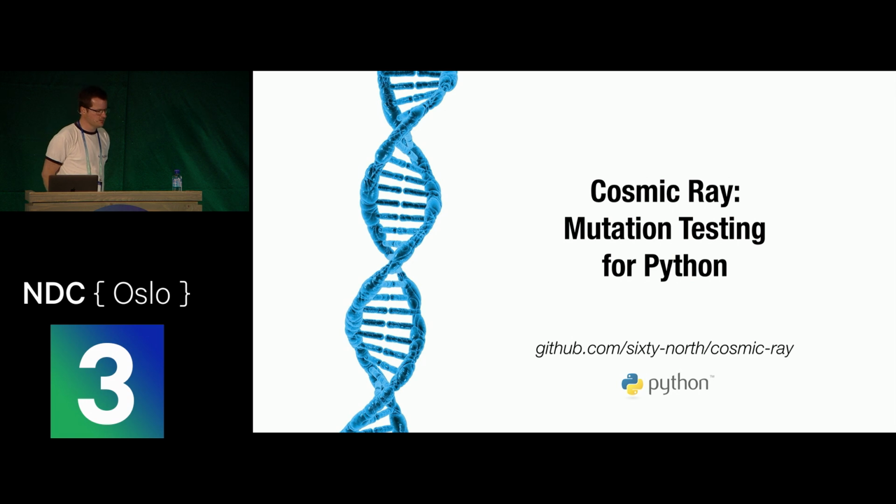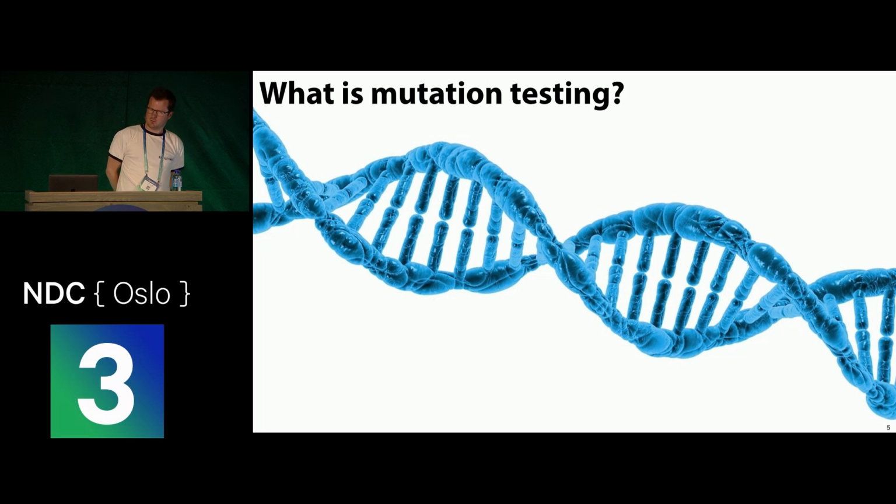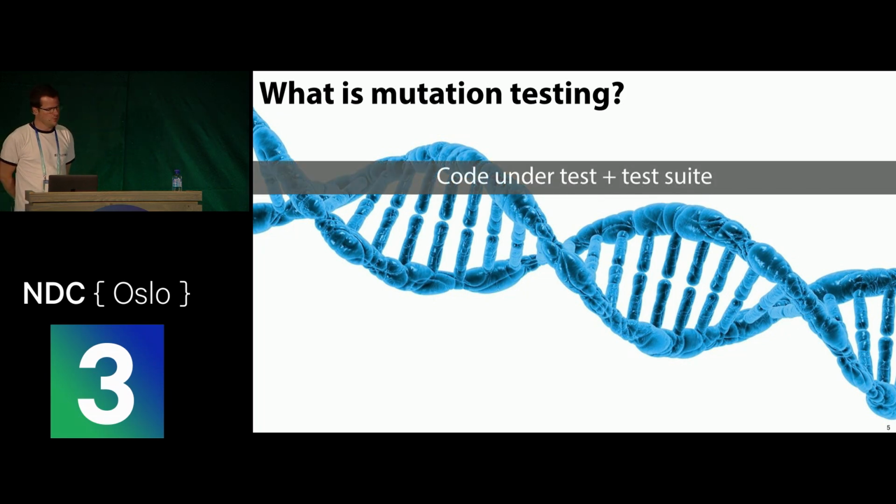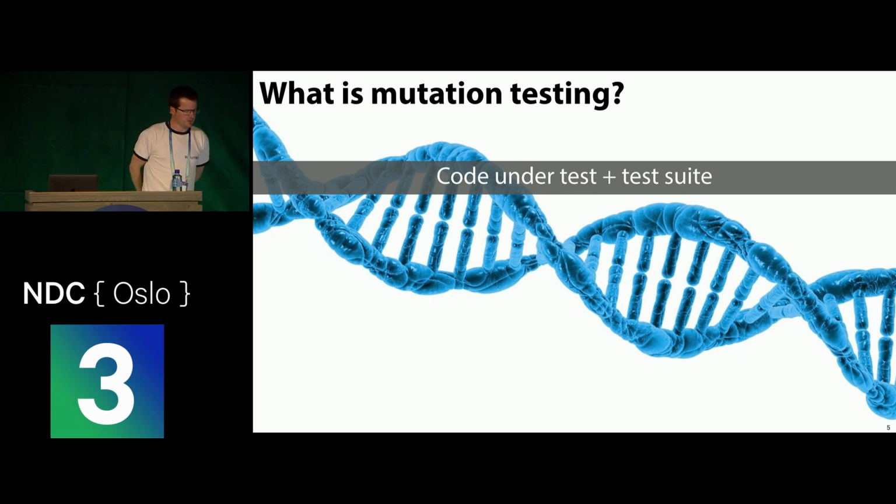Cosmic Ray is a mutation testing tool for Python that we've been working on for actually quite a long time. So to motivate this a little bit, I want to talk about mutation testing very briefly, because it's interesting in its own right. So what is mutation testing? If you've never heard of it, well, you have some body of code under test, your application, your library, something like that, and you have a test suite that tests it, tells you that it works correctly.